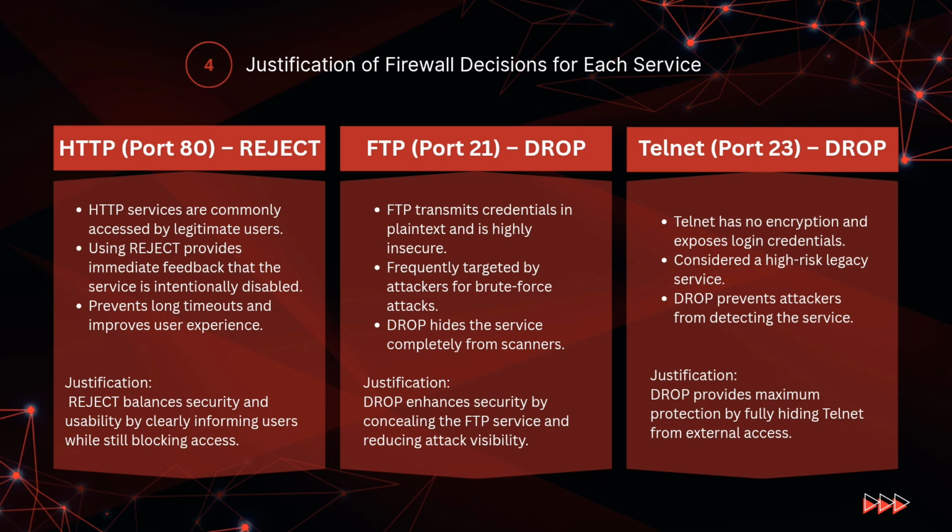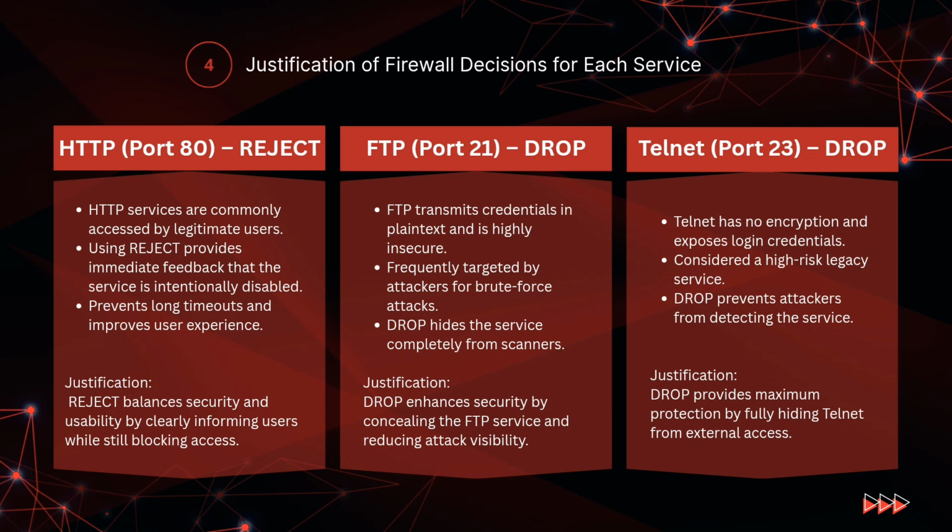Finally, for number 4, I will explain the justification for each blocked service. Number 1, for HTTP on port 80, we applied reject. HTTP is a commonly used service, so reject was chosen to provide immediate feedback to users that the service is disabled. This improves usability while still maintaining security.